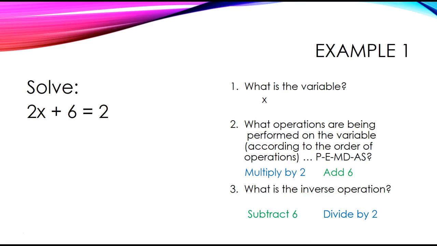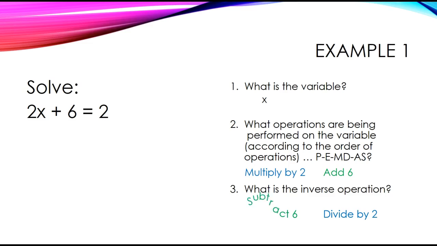So if we multiply by 2 to get our equation, you're going to divide by 2, but that's the last thing you're going to do. When we are adding 6, to undo the add 6, we'll subtract 6, but that's going to be the first thing that we do. And this tells us exactly how to solve the equation. Our first job is to subtract 6. Our second job is to divide by 2.